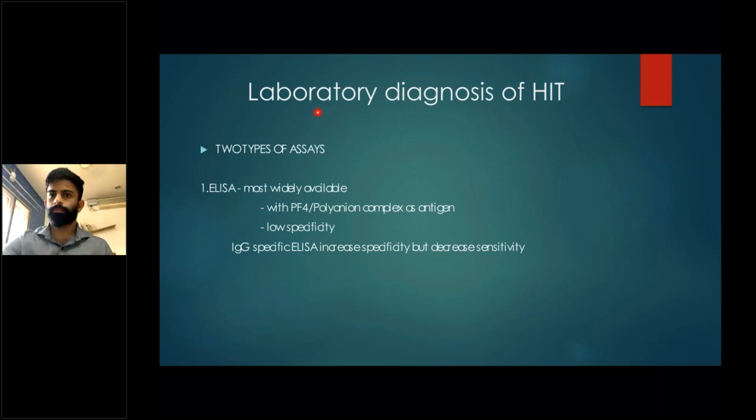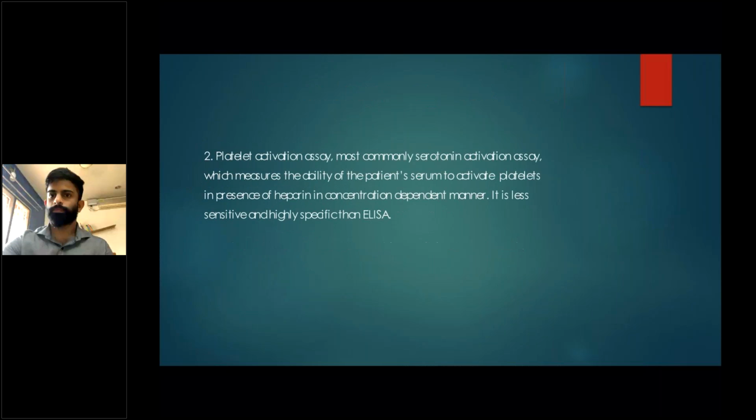Laboratory diagnosis involves two types of assays. One is ELISA, which is most widely available. You have to detect PF4 antibody or polyanion complex antigen, with low specificity. IgG-specific ELISA increases specificity but decreases sensitivity. So that is for diagnosis. It's not usually necessary. When there is a history of heparin, you have to suspect HIT.